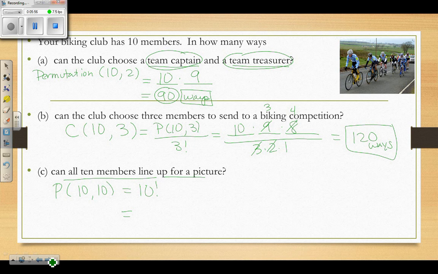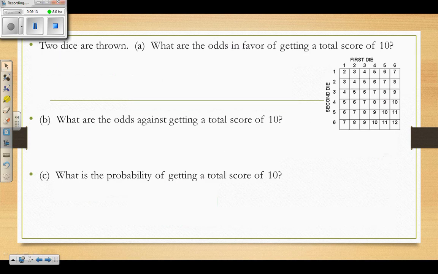Go over to probability, down to the exclamation mark. 10 factorial is a really big number. 3,628,800.